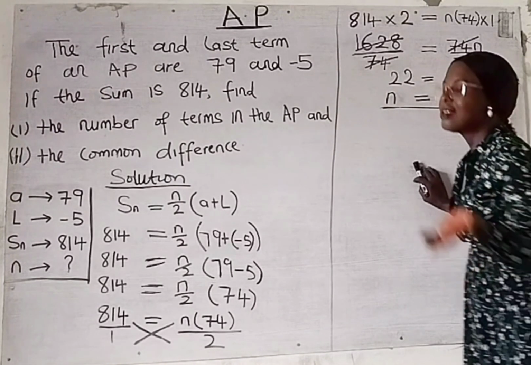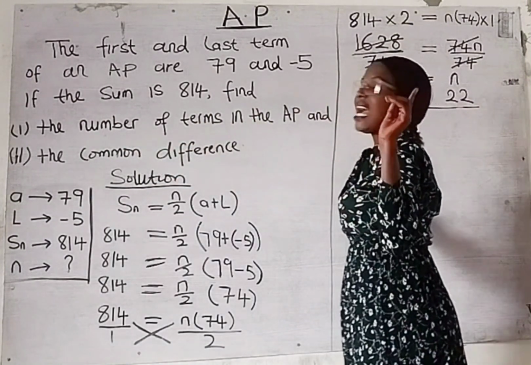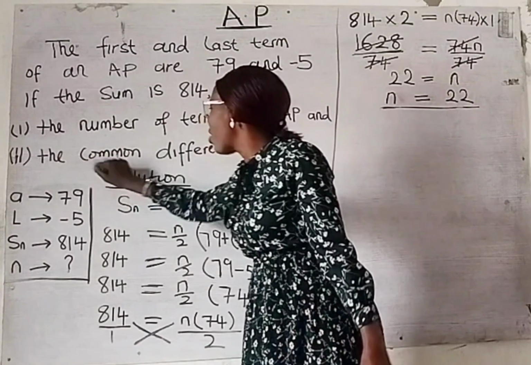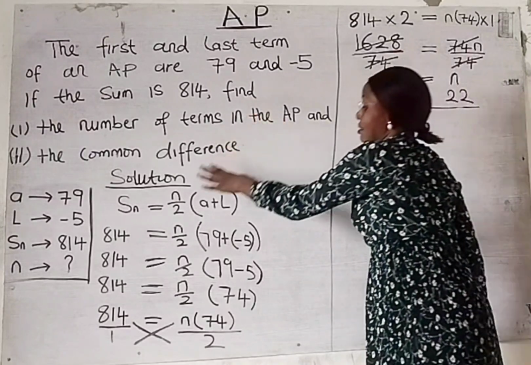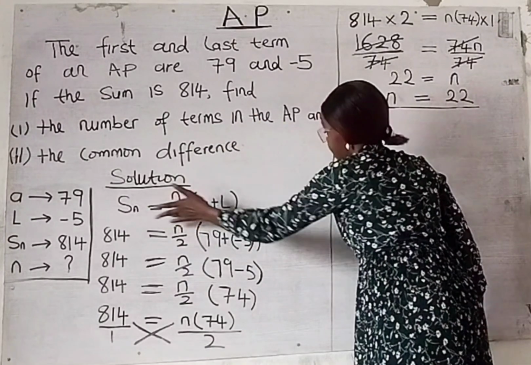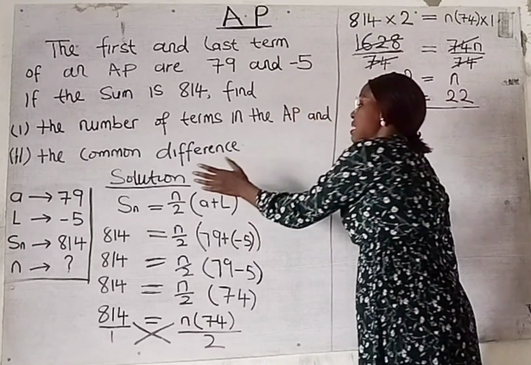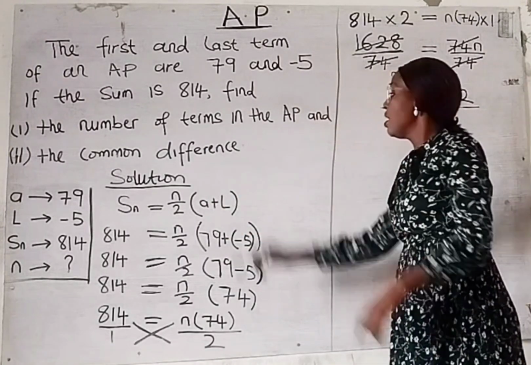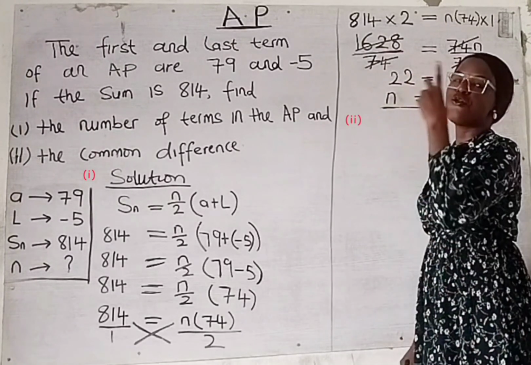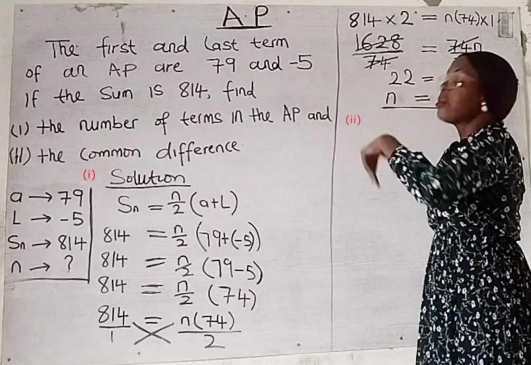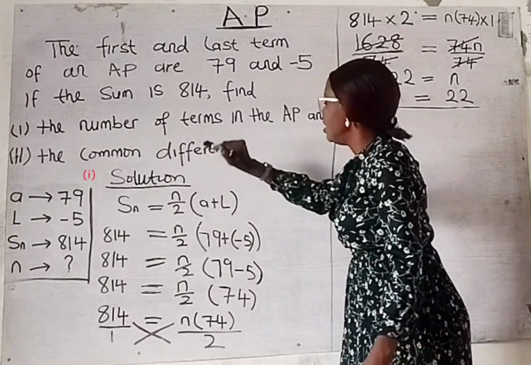Now let's go on to solve the second question. The second question asks us to find the common difference. Yes, I'll tell you this. Just as we used the formula for sum in solving the first question, we still use the same formula for sum in solving the second question. But as I told you earlier, sum has two formulas in AP. Now we are going to use the second formula, which has provision for common difference.